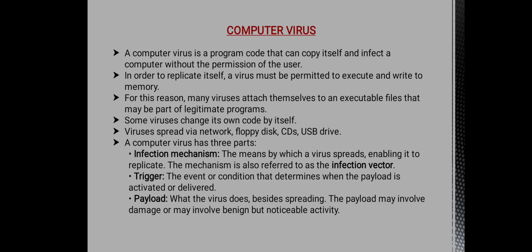A computer virus has mainly three parts. These are infection mechanism, trigger, and payload. Infection mechanism: the means by which a virus spreads, enabling it to replicate. The mechanism is also referred to as the infection vector. Second one, trigger: the event or condition that determines when the payload is activated or delivered. And the last one is payload: what the virus does besides spreading. The payload may involve damage or may involve benign but noticeable activity.